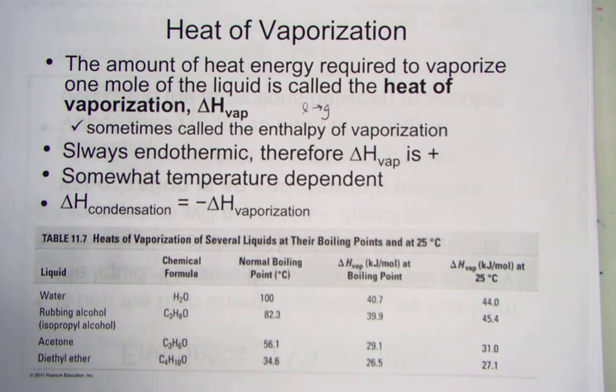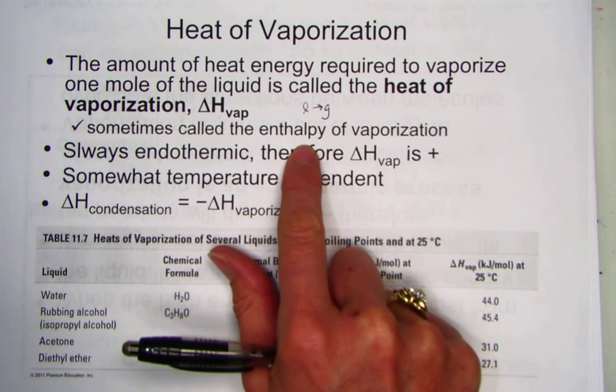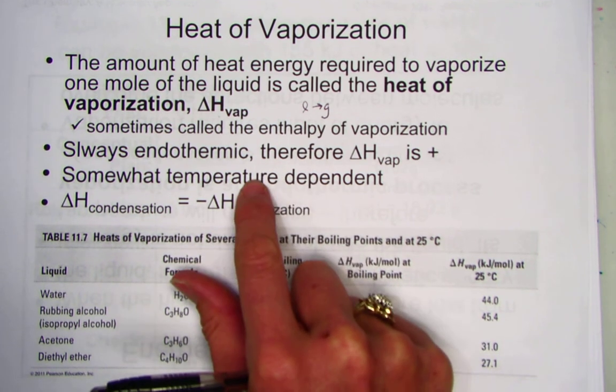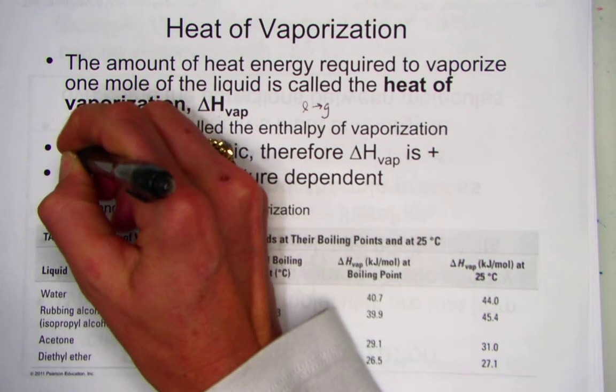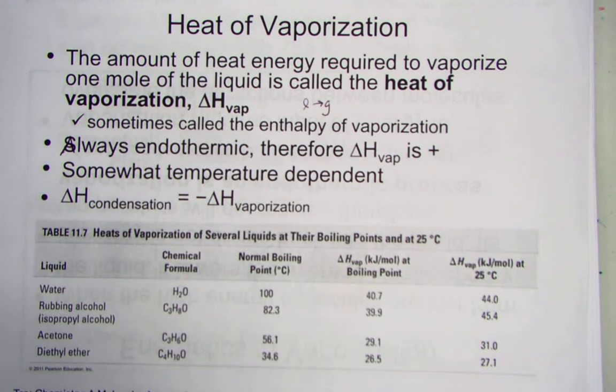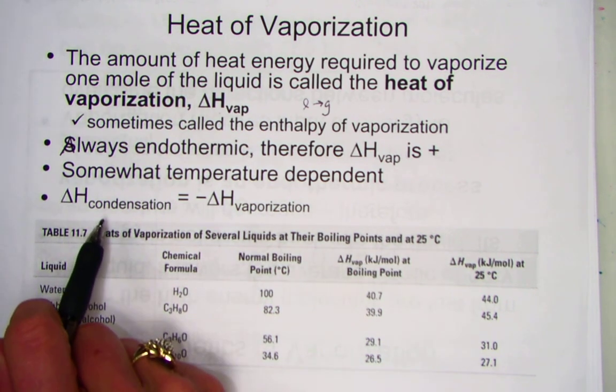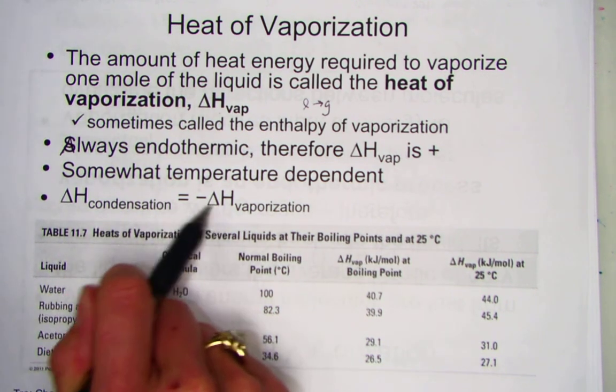Now remember, when we change phase, it does not change temperature. All of the energy being input is being used to break intermolecular attractions. So going from liquid to a vapor requires energy. It is known as the enthalpy or heat of vaporization. It always requires energy. Endothermic, so the heat of vaporization is positive. Equal but opposite is the condensation. Notice they are equal but opposite signs.